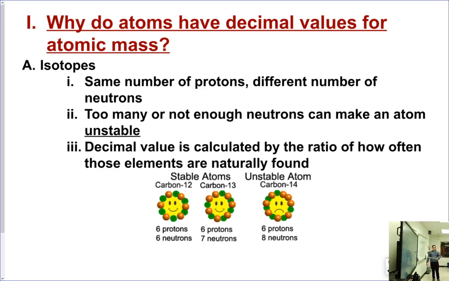So the decimal value is calculated by the ratio of how often those elements are naturally found. You may have heard the term carbon dating. It's not where you date carbon. Hannah, do you know where you've heard the term carbon dating? Isn't it with like trees and stuff? Absolutely, and dinosaurs. Okay. So what do they do with carbon dating? They look at how many of these unstable atoms are in there. With some math and some other stuff we'll do in a few weeks, we're able to predict how old something is based off of the carbon that's inside of it.